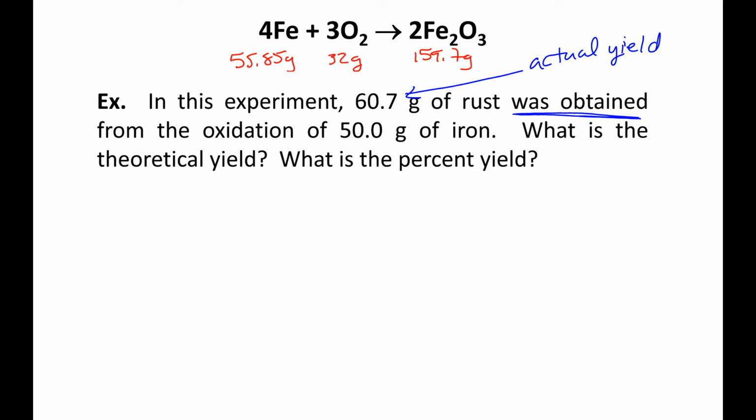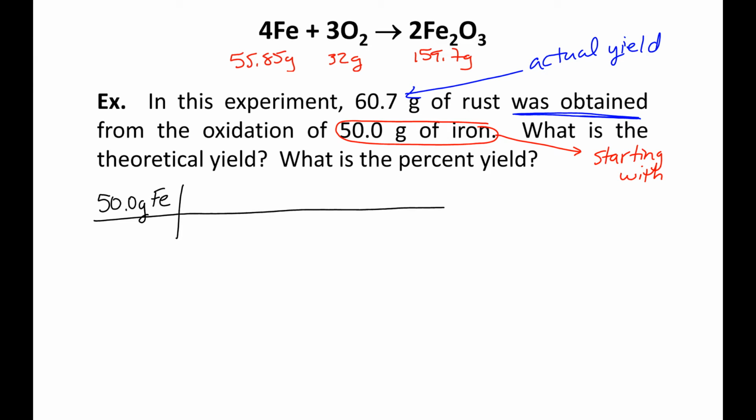So now it's saying from the oxidation of 50 grams of iron. This is what we're starting with, so this is our starting substance. That's what we're going to put in the picket fence. So we're going to take 50.0 grams of Fe. Right now we need to go from grams to moles. We do that by putting the molar mass here. For those of you doing the three-step method, in this first step you take the 50 grams of iron and divide it by the molar mass, and you'll get some amount of moles.